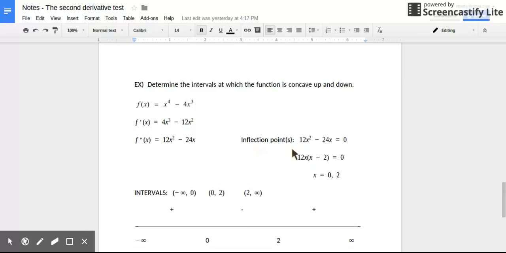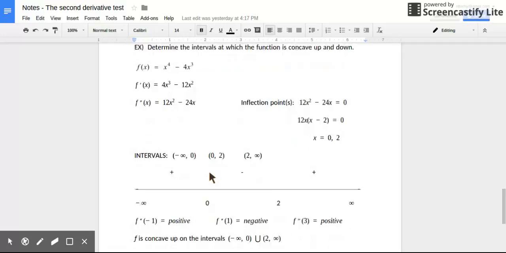We'll then set the second derivative equal to 0, try and find some zeros or undefined values. Those are possible inflection points. We'll use our test to verify. So by factoring and finding zeros, we get solutions at 0 and 2. We may have changes in concavity happening at those points, so we're going to set up intervals around those points.